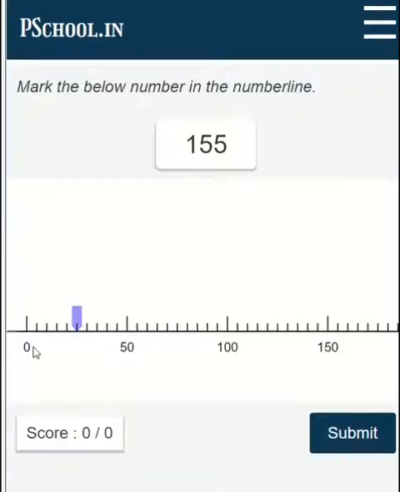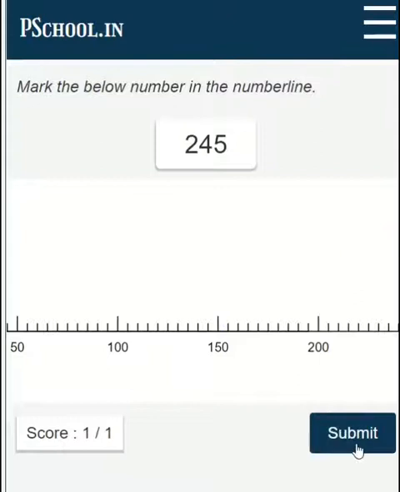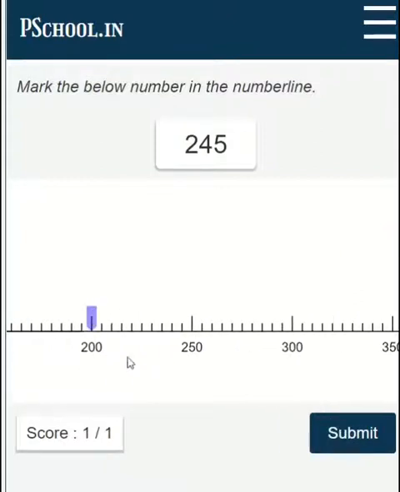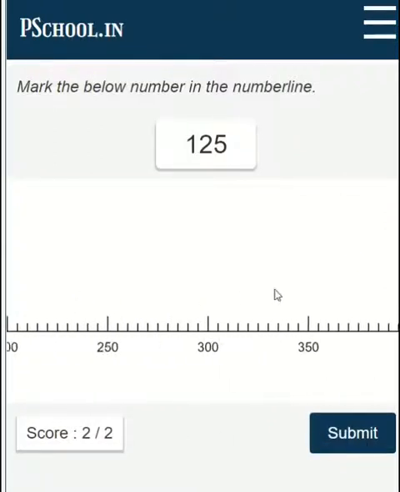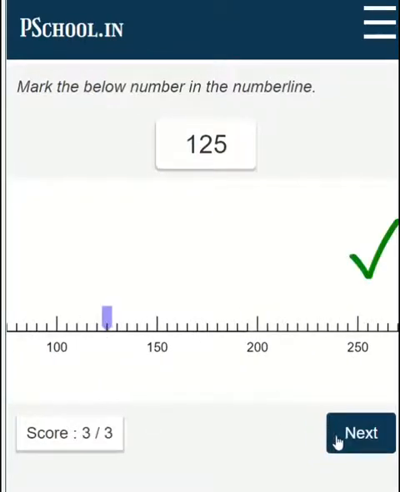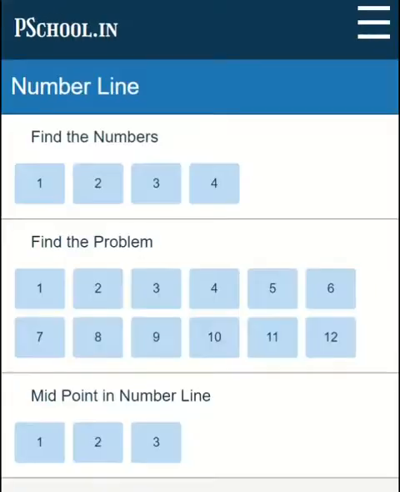Here the major division is 50, and there are 10 minor divisions, so each division is 5. So 155: we have 150 here, and 155 comes here. 245 comes here. 125 comes here. In the same way, we can do the rest of the problems.